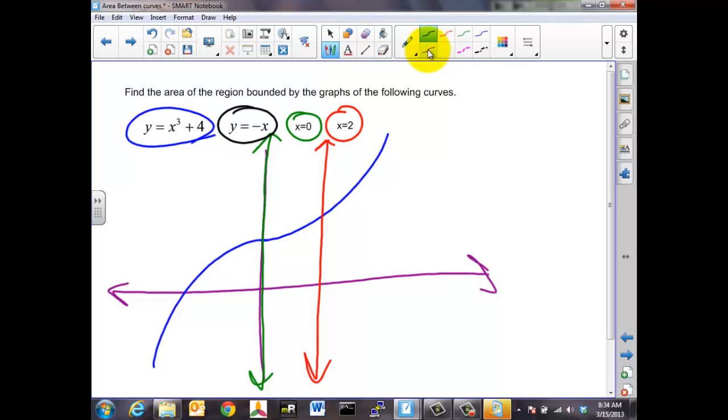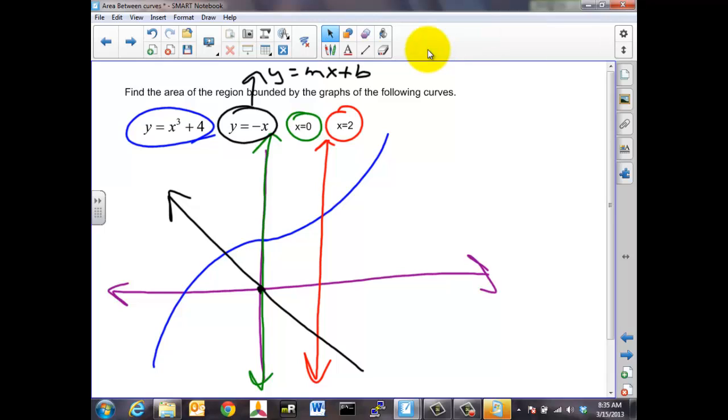Now, what is y equals negative x? It's not a cubic equation. It's a line. You need to think y equals mx plus b. Well, the b is what in this case? 0. So that means we know it goes through 0. What's the m? 1. Almost. Negative 1. So what does that mean? It's just a falling line. It has a slope of negative 1. Down 1, over 1. So we've got an equation like this. Okay? Now, remember, this purple line right here is not part of our functions.